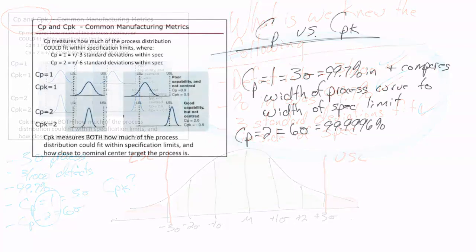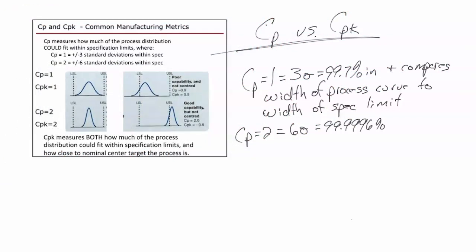All right, I want to take a look now at the differences between CP and CPK. First, let's summarize CP again. CP is just another way of measuring the capability of a process, measuring how much of the process fits within customer specification limits. A CP of 1 is equal to a 3 sigma process, or a process that has 99.7% in. And a CP of 2 is just defined as being a 6 sigma process, 99.996% in. And so I've drawn what that looks like in the slide right over here. We've got CP equal to 1. We've got CP equal to 2.